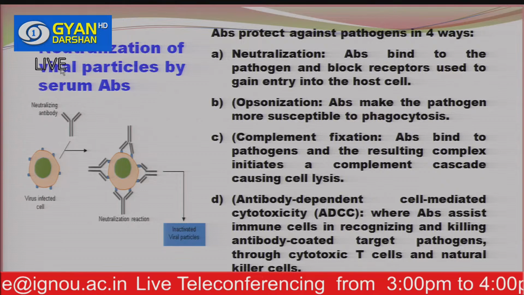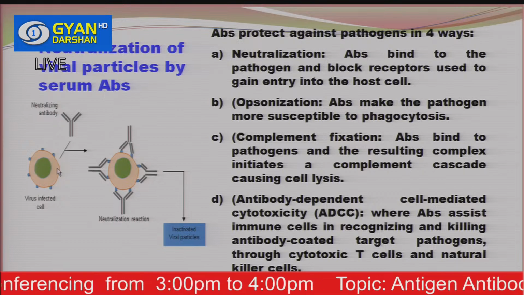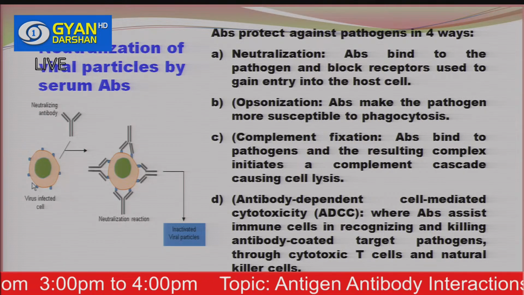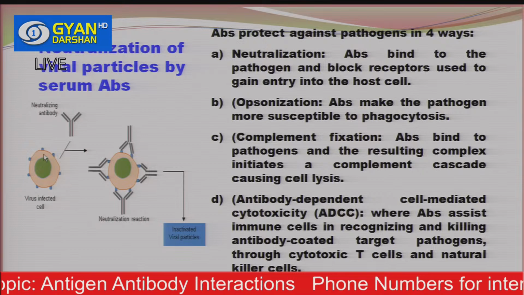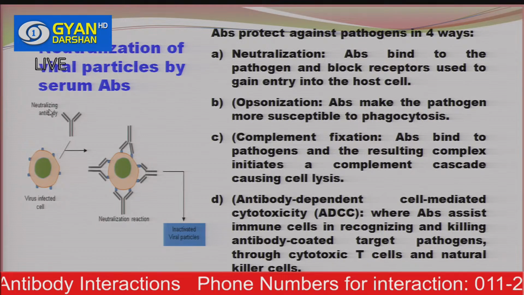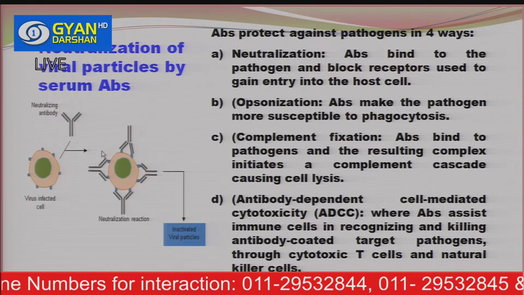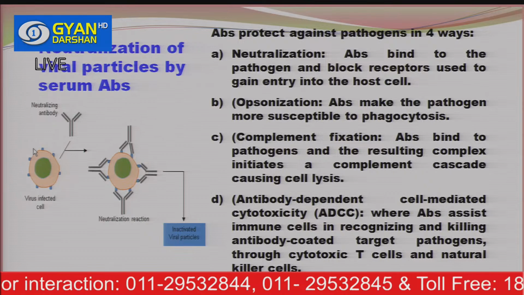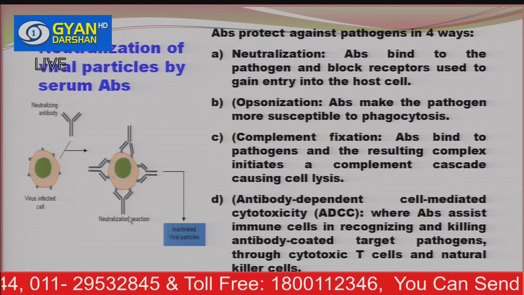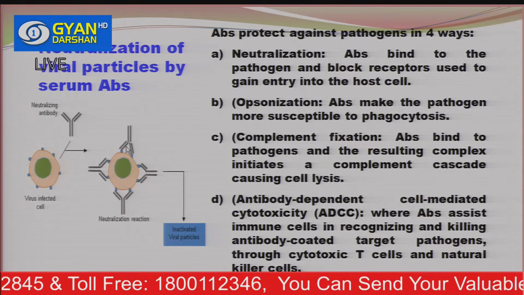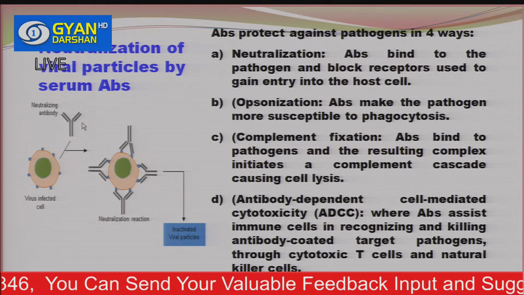Here is the neutralization of the viral particle by the serum antibodies. So you can see it. Here are the virus infected cells. The various epitopes are present on the viral particle, which you can say is a pathogen. Here are the neutralizing antibodies. Neutralizing antibodies will bind to particular epitopes present on the surface of the viruses, and ultimately the reaction will take place, or it will neutralize the various epitopes with the help of the neutralizing antibodies.